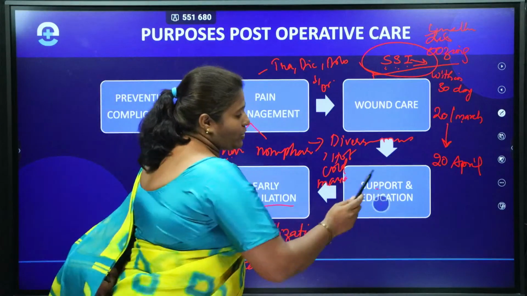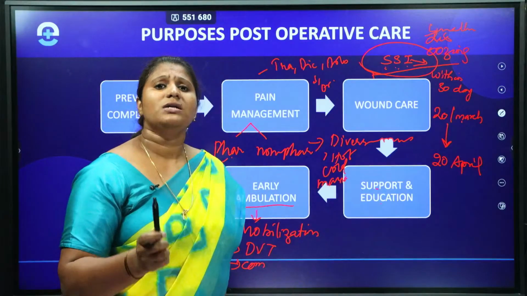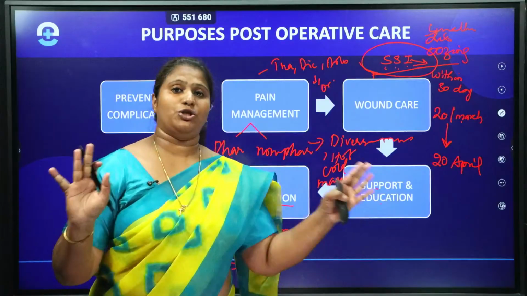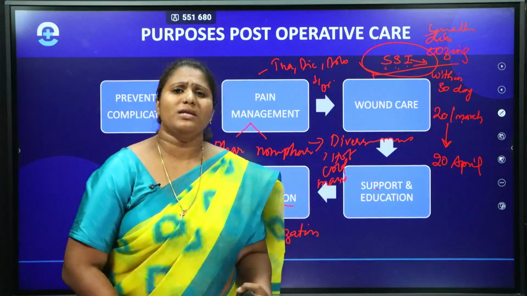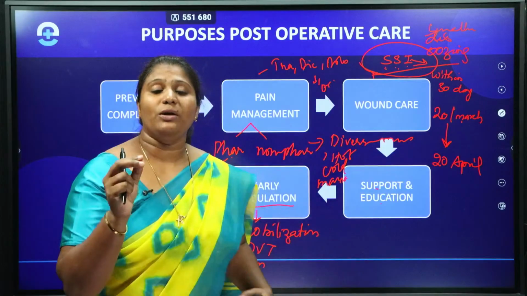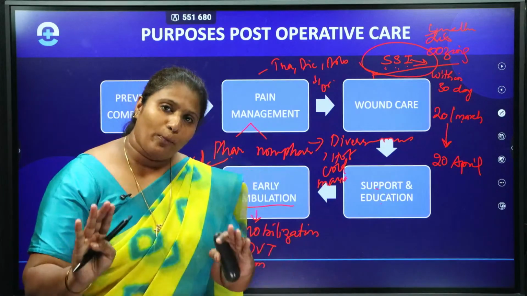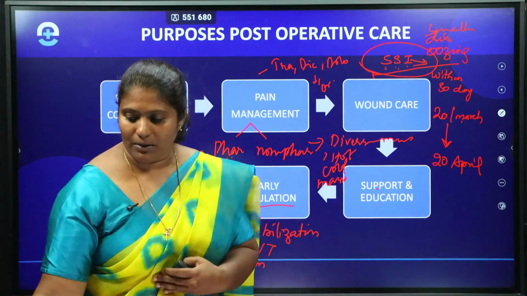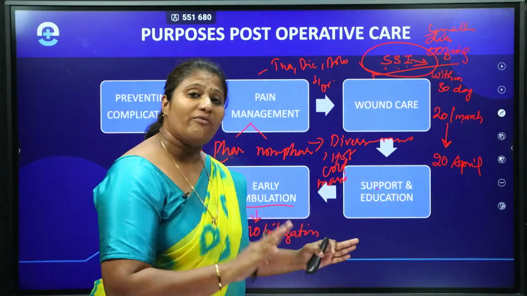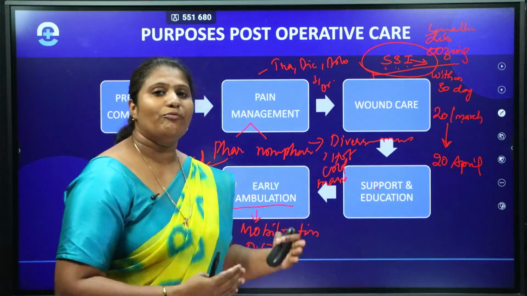Then support and education. It is a main important thing, because after the surgery the patient will never change their position. They will sit like that because they have pain. But for that, what do we need to do? We need to give support. Okay, no problem, ma'am. We will take care. The physiotherapist is there, nurses are there, so everyone is there. They will take care of you. So please come for the ambulation.